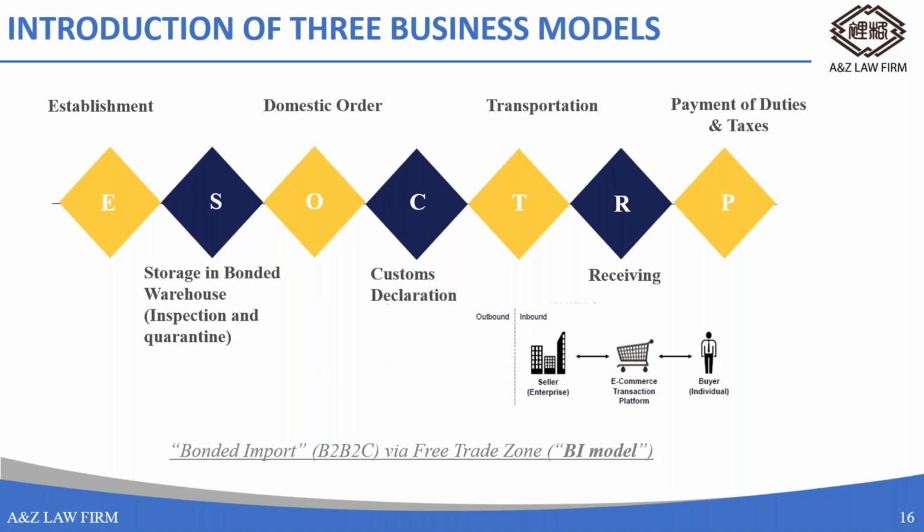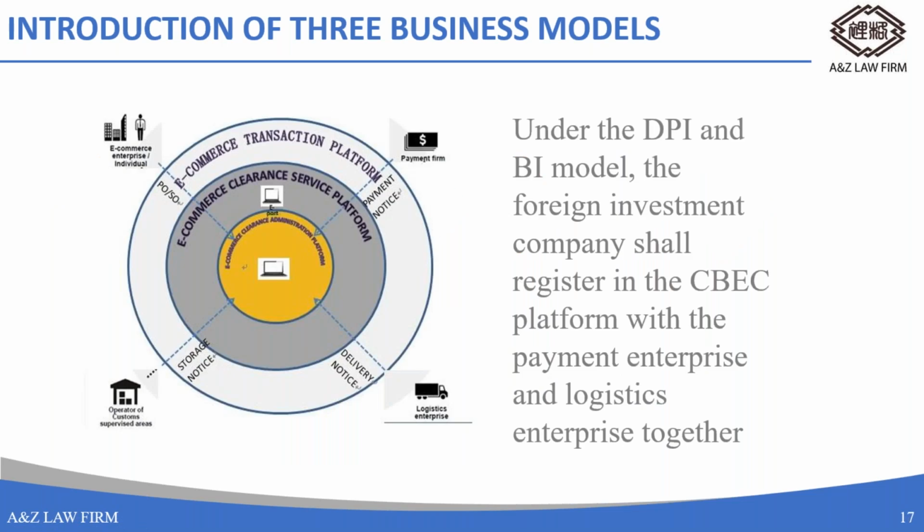In the next slide, we will see a drawing, because sometimes an image is much easier to understand than words, where you can see what these e-commerce platforms are. Both models, the DPI and the BI model, remember these two models, require a legal entity in mainland China or a partner. In these two models, it is required for the foreign company to register in the e-commerce platform with the payment enterprise and the logistic enterprise together.